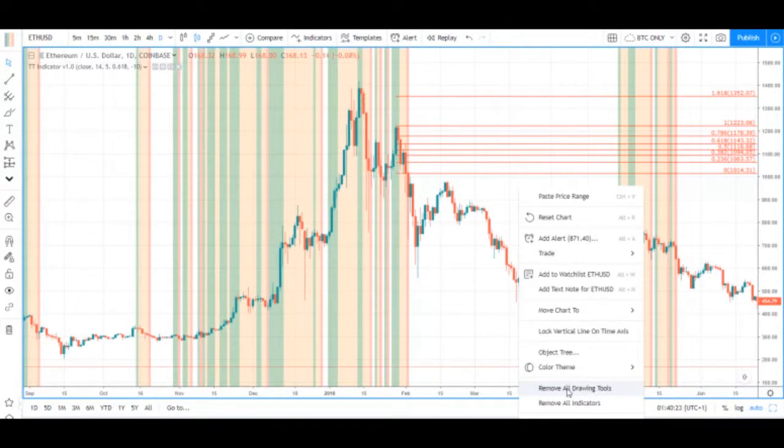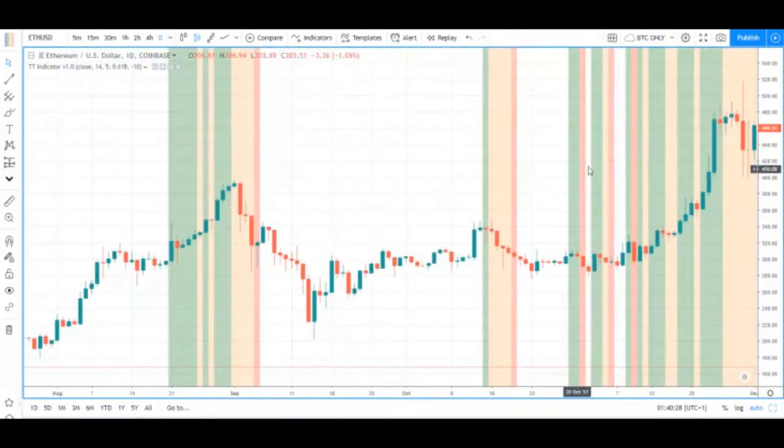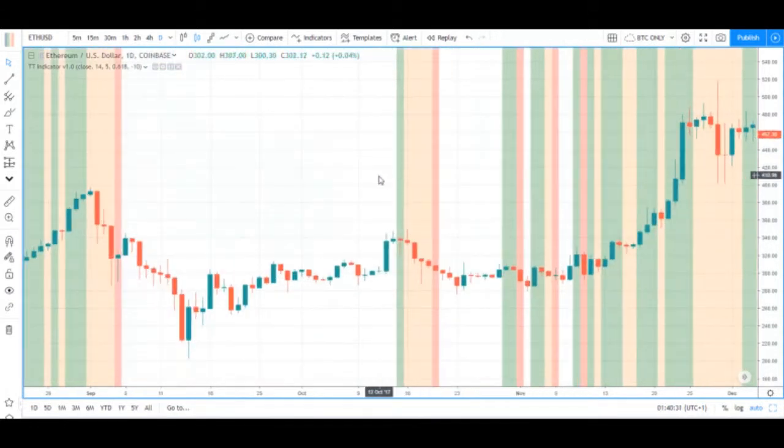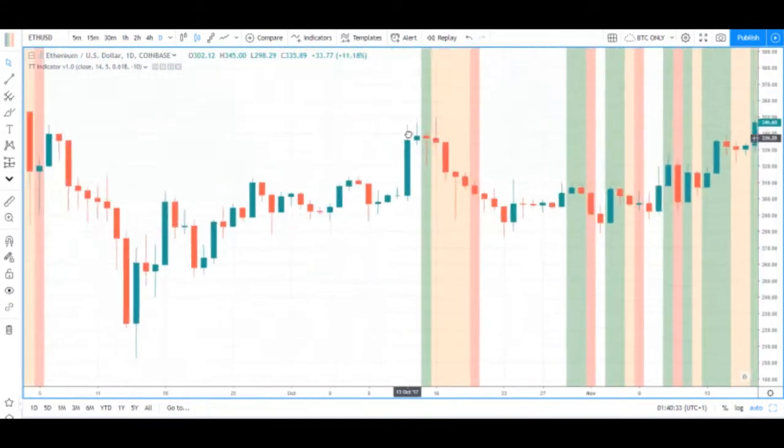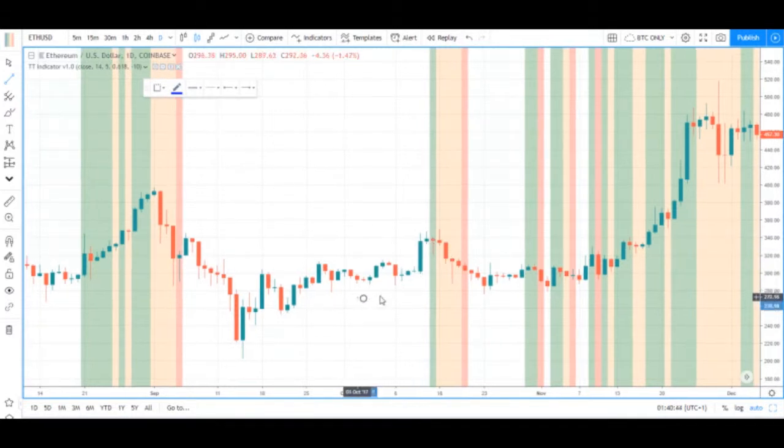I'll remove my drawing tools. That looks quite old, actually. Okay, so as we can see, we had a few false starts here on Ethereum. Now, personally, when I say I like to set my stop below the previous low, in this instance, I may have set it about here. I never like to set it right below, because the chances of you getting stopped out on a kind of false breakdown, as you can see there, are quite likely. So hopefully in this instance I would have set it lower.